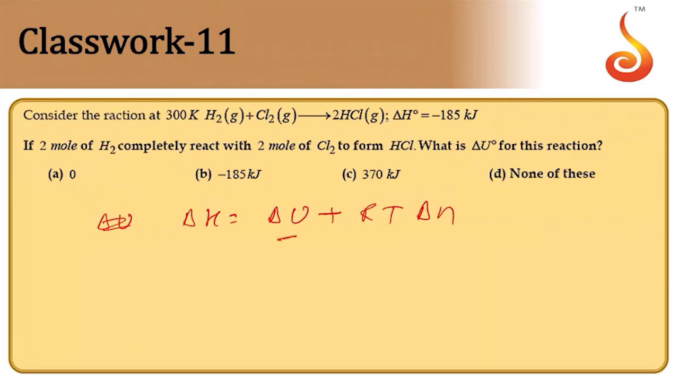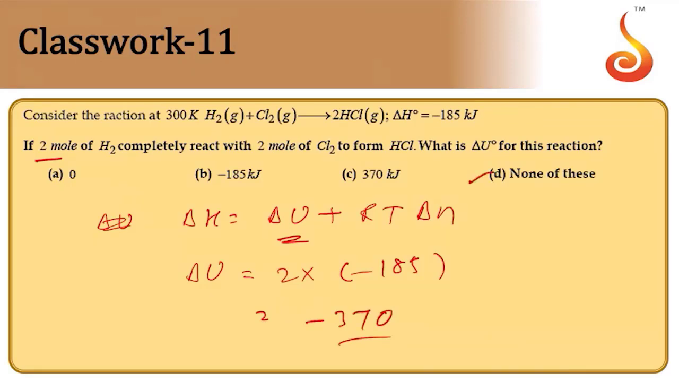So delta U should be equal to delta H, which is given as 185 for 1 mole of the system. When delta N is equal to 0 for 1 mole, the equation involves 2 moles here, so delta N will be equal to 2 for us. Therefore the value of delta U will be 2 into minus 185, which comes out to be minus 370. Minus 370 is not given, so the option must be none of these.